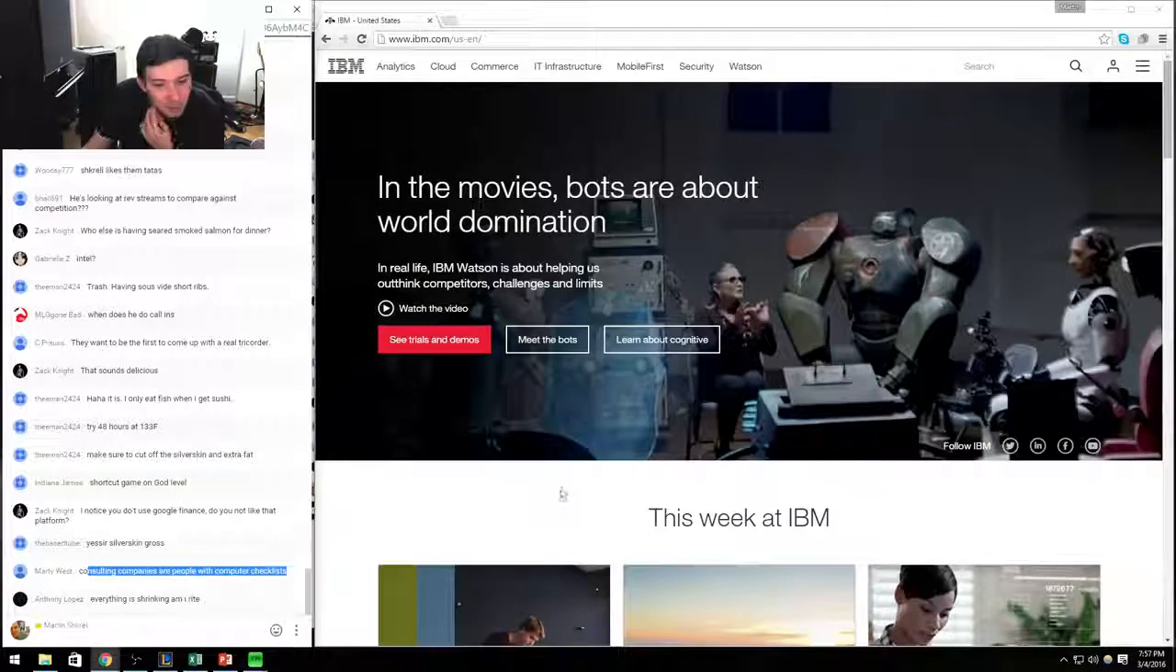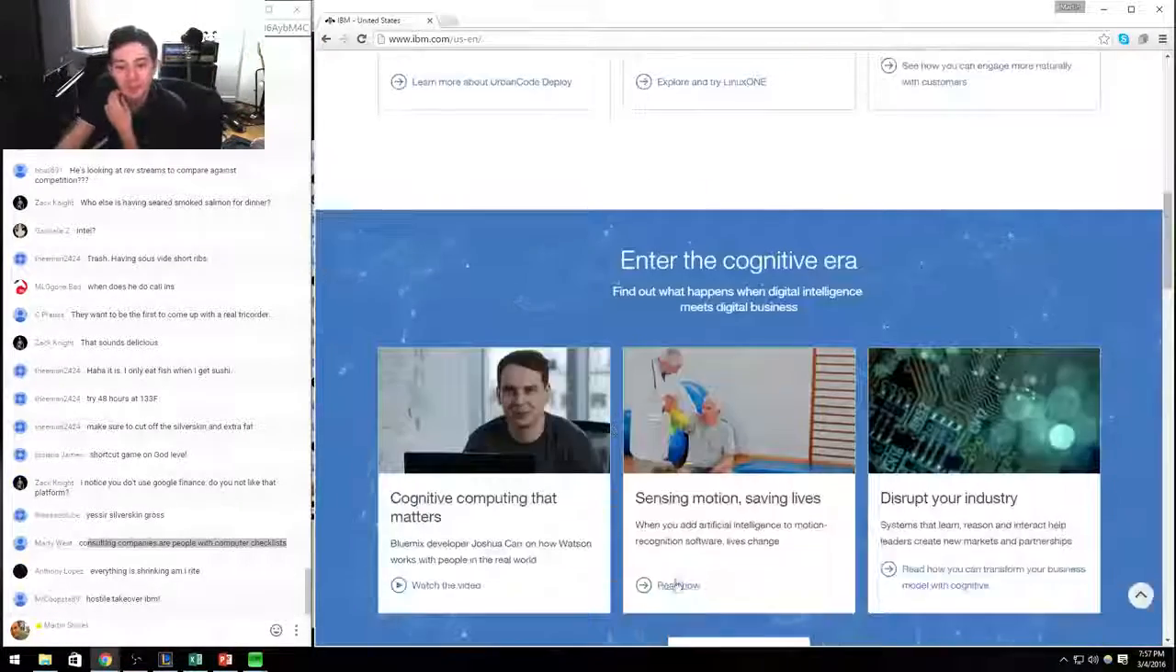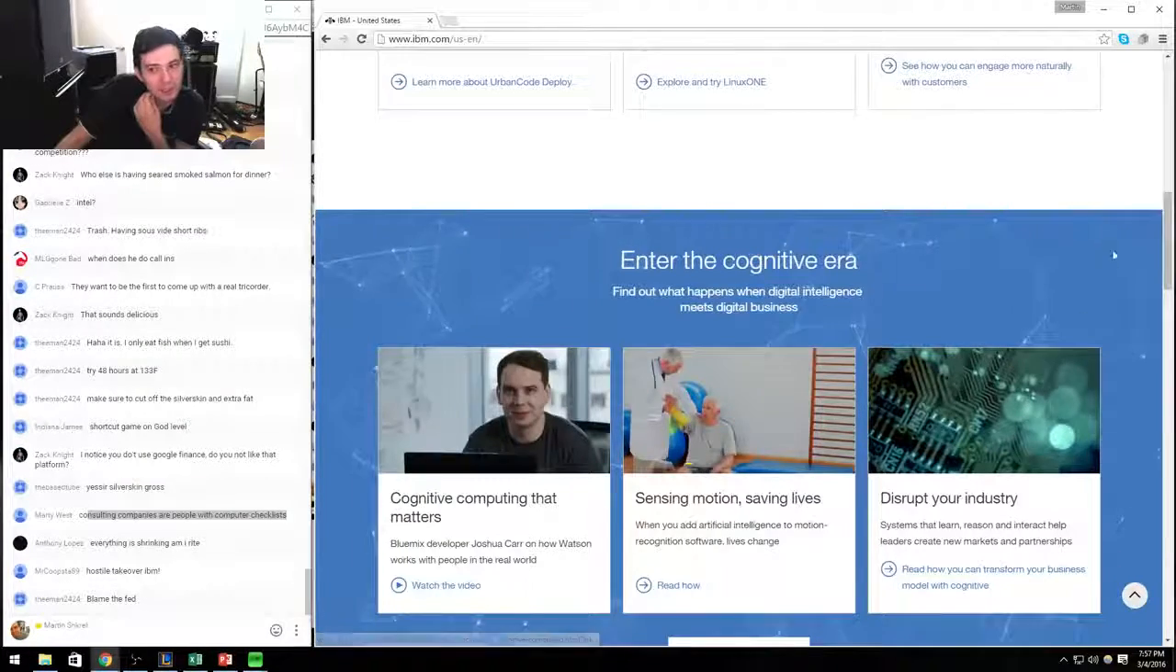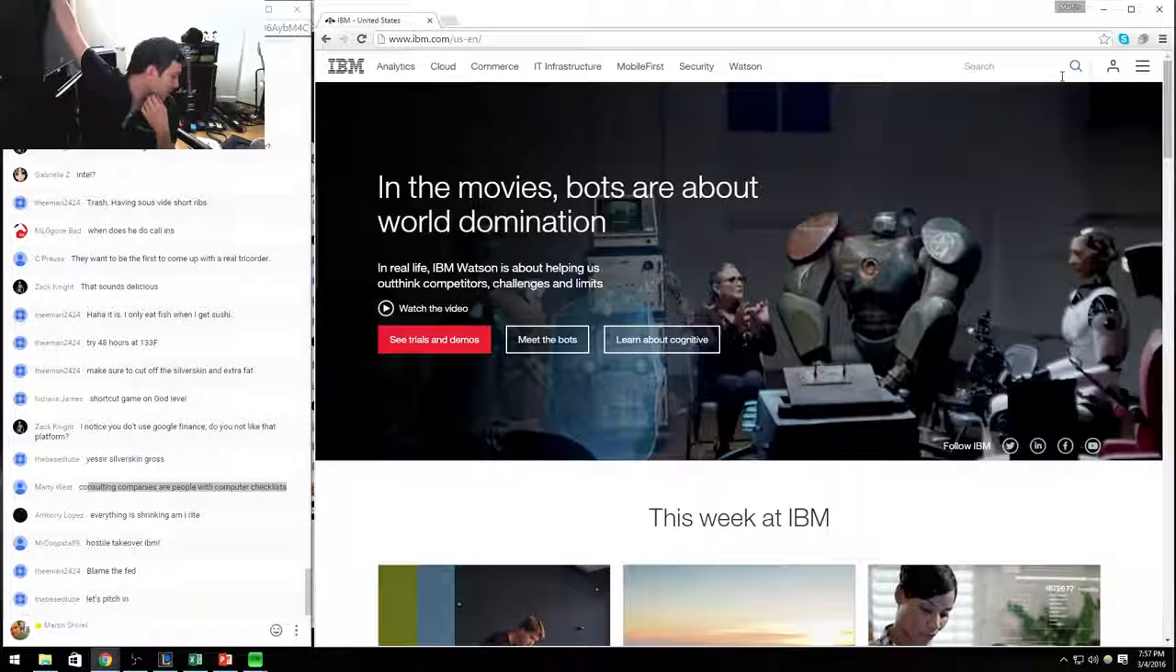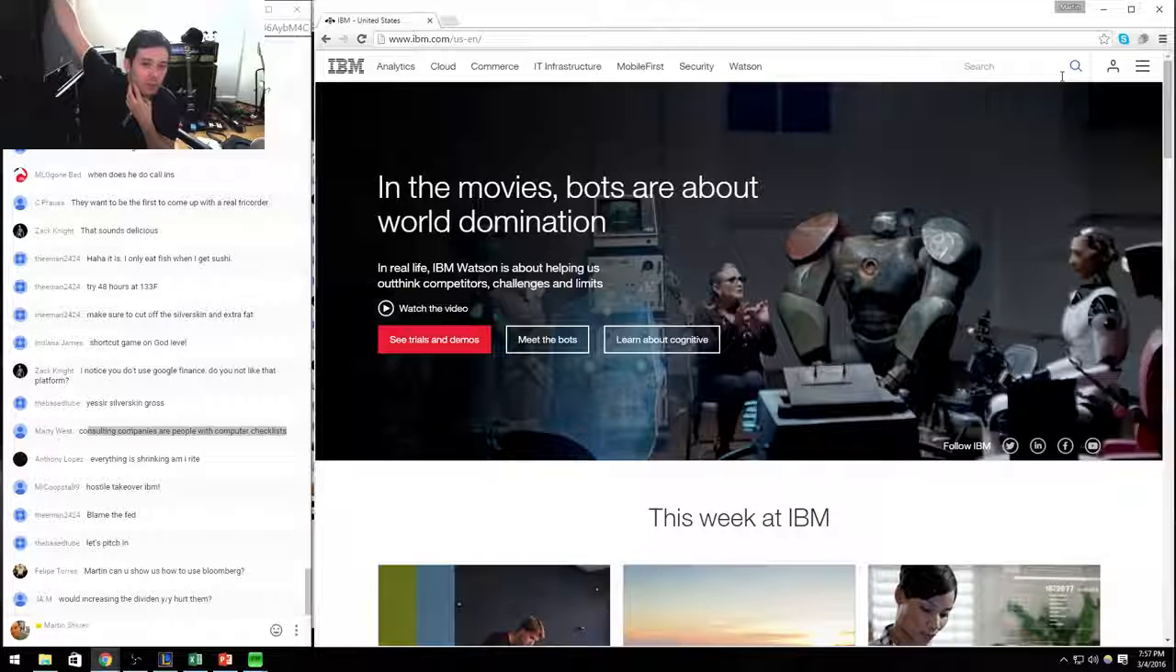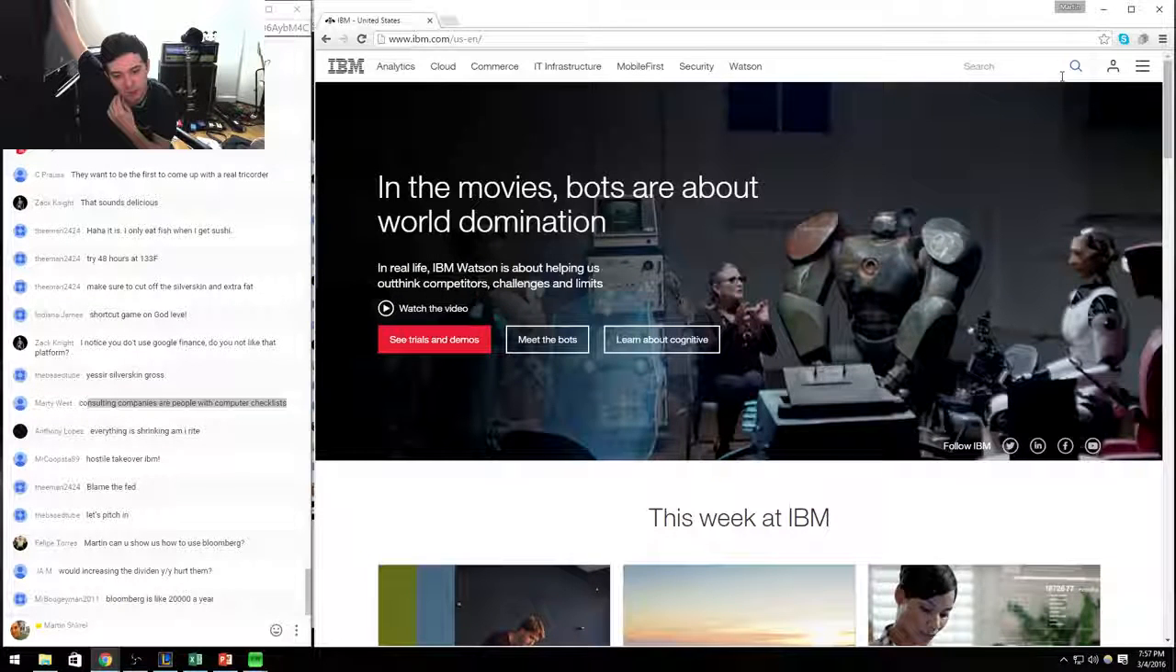I like that. Consulting companies are people with computer checklists. In many ways, that's true. But at the same time, it's interesting. There are only a few big consulting companies: IBM, Tata, Cognizant, Accenture. And if you're JP Morgan and you're going to deploy a global technology infrastructure, you don't want to do that by yourself. You want to have advisors, the same way that you don't file your own taxes or do your own legal work. You want consultants to assist you, especially because those consultants are helping other companies.